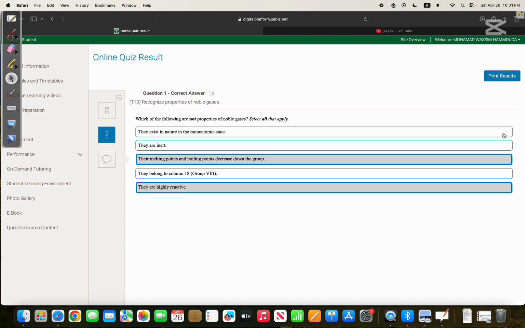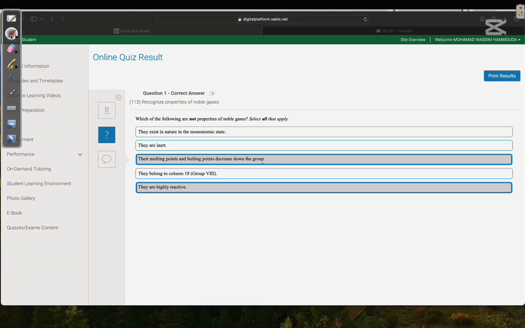Which of the following are not properties of noble gases? Okay, so noble gases are, for example, helium and argon, Ar. Okay, no, it's not Ag. Helium and neon, for example, are noble gases. They are in group 18, or in Roman numerals, group 8.